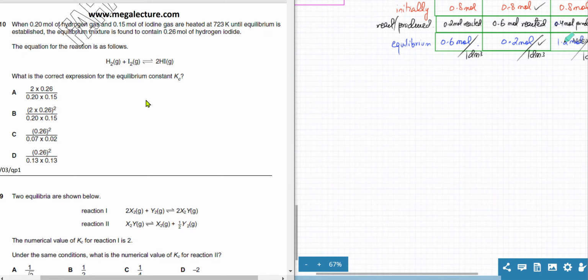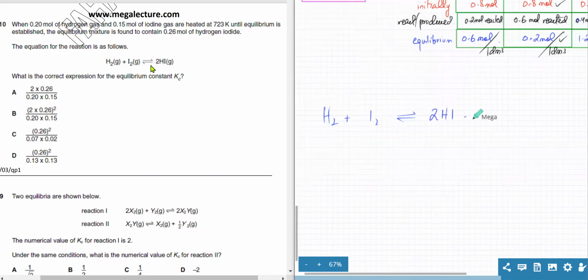I'll increase the size. So the question is that there are 0.2 moles of hydrogen gas and 0.15 moles of iodine gas, and they're heated until equilibrium is established. This is the reaction that's happening, so let me copy the reaction over here. It's H2 reacting with I2, and it's in equilibrium with 2HI.